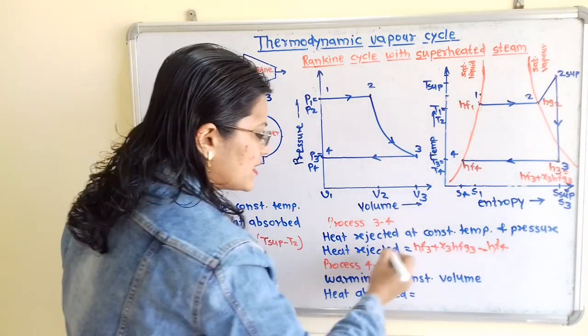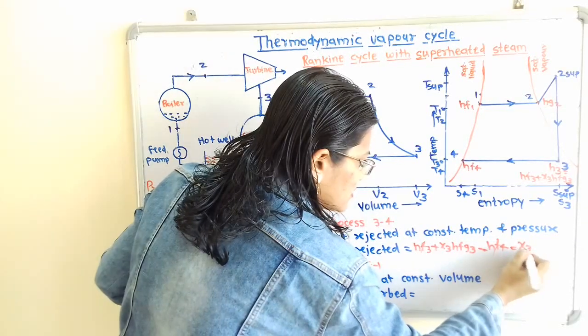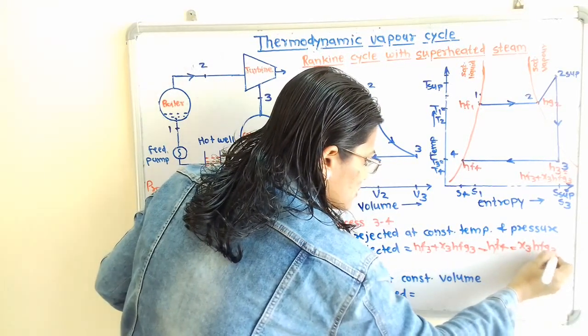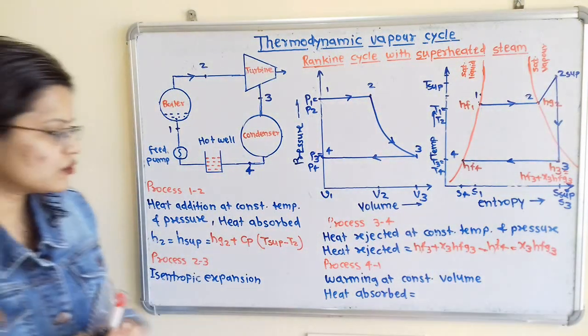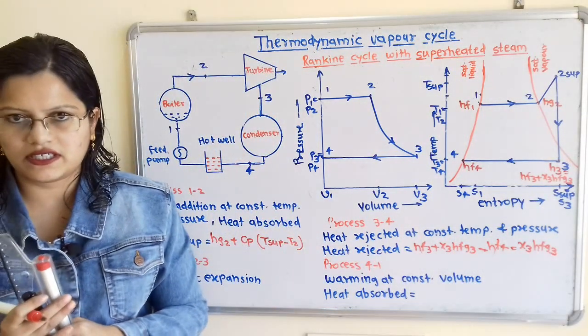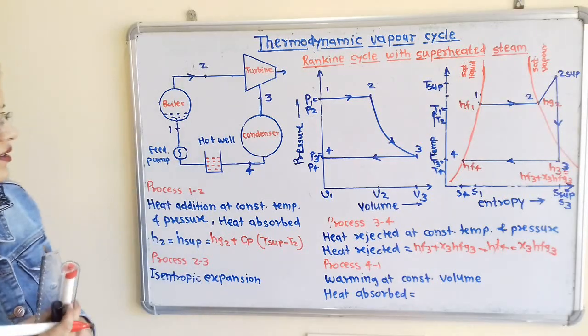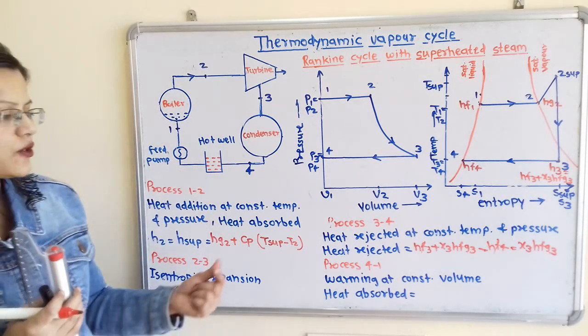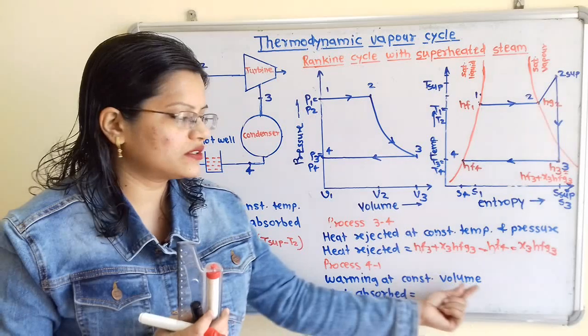So what is the answer? Heat rejected is equal to x3 hfg3. So this is the formula that we have to use to calculate the heat rejected. Then we will move to the next process, that is the warming at constant volume.